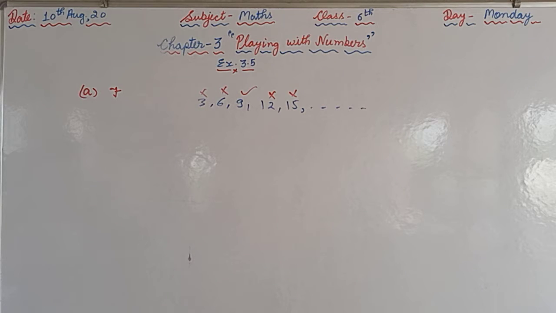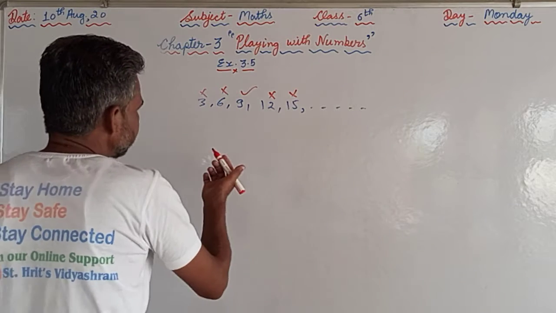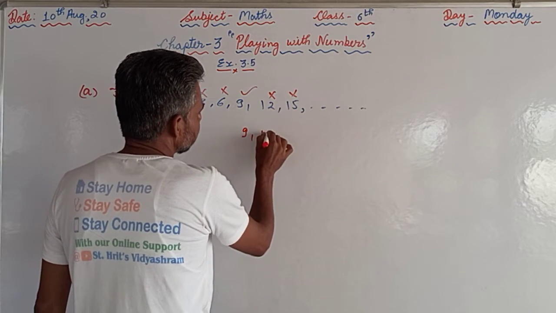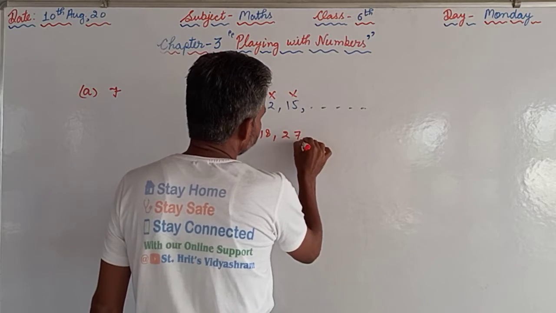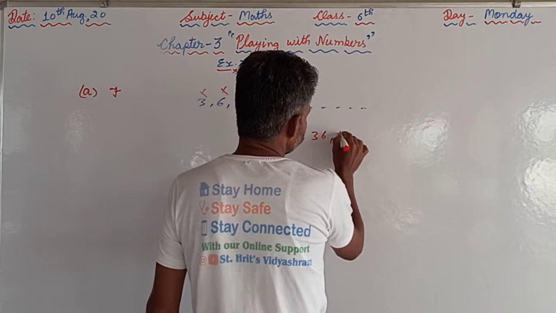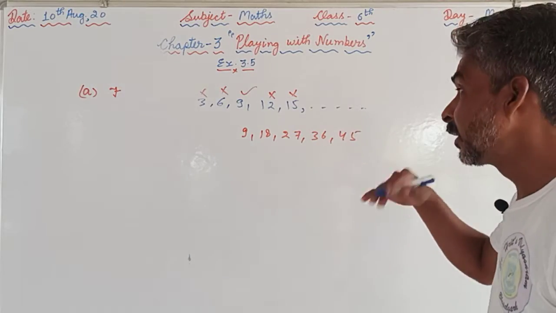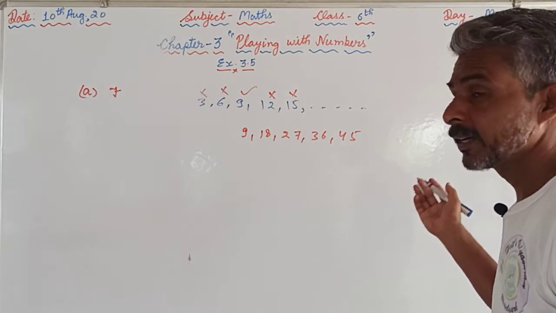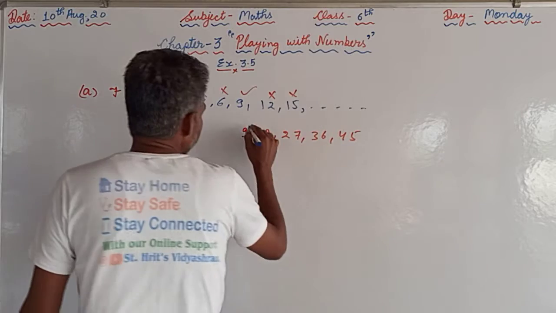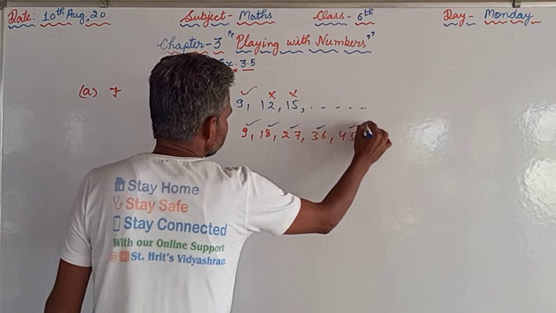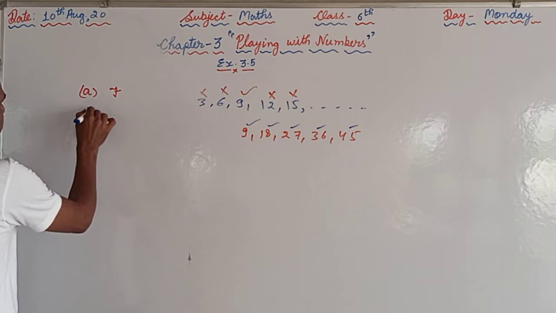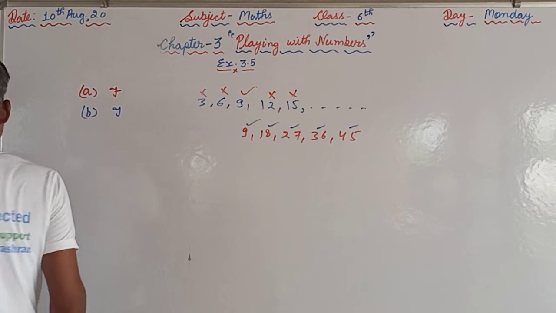Second one, if a number is divisible by 9, then it must be divisible by 3. If a number is divisible by 9, means 9, 18, 27, 36, 45 like this. The multiples of 9 means the numbers divisible by 9. All these numbers are divisible by 3. So B is true.